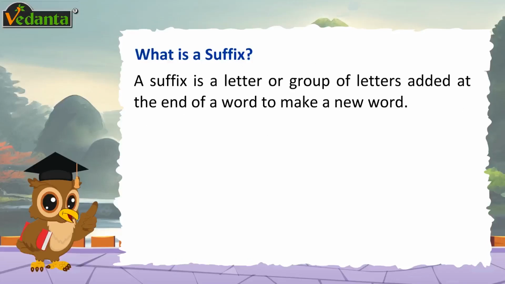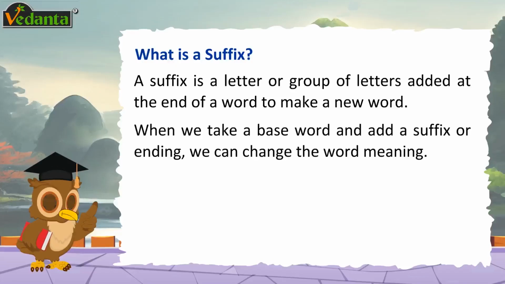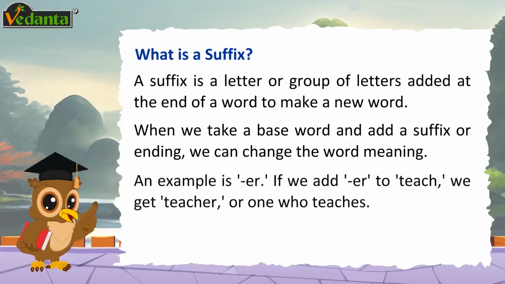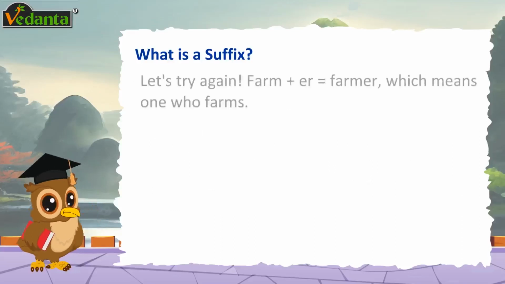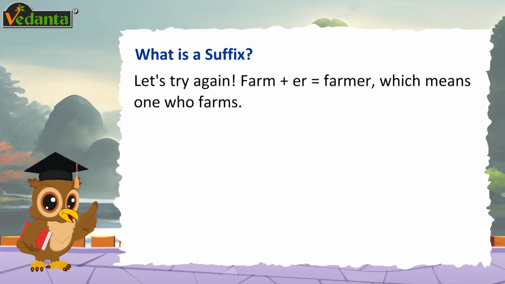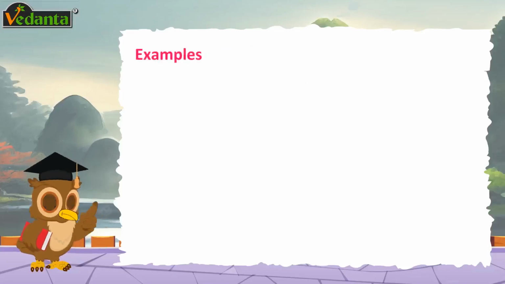What is a suffix? A suffix is a letter or group of letters added at the end of a word to make a new word. When we take a base word and add a suffix or ending, we can change the word meaning. An example is ER. If we add ER to teach, we get teacher, or one who teaches. Let's try again. Farm plus ER equals farmer, which means one who farms.